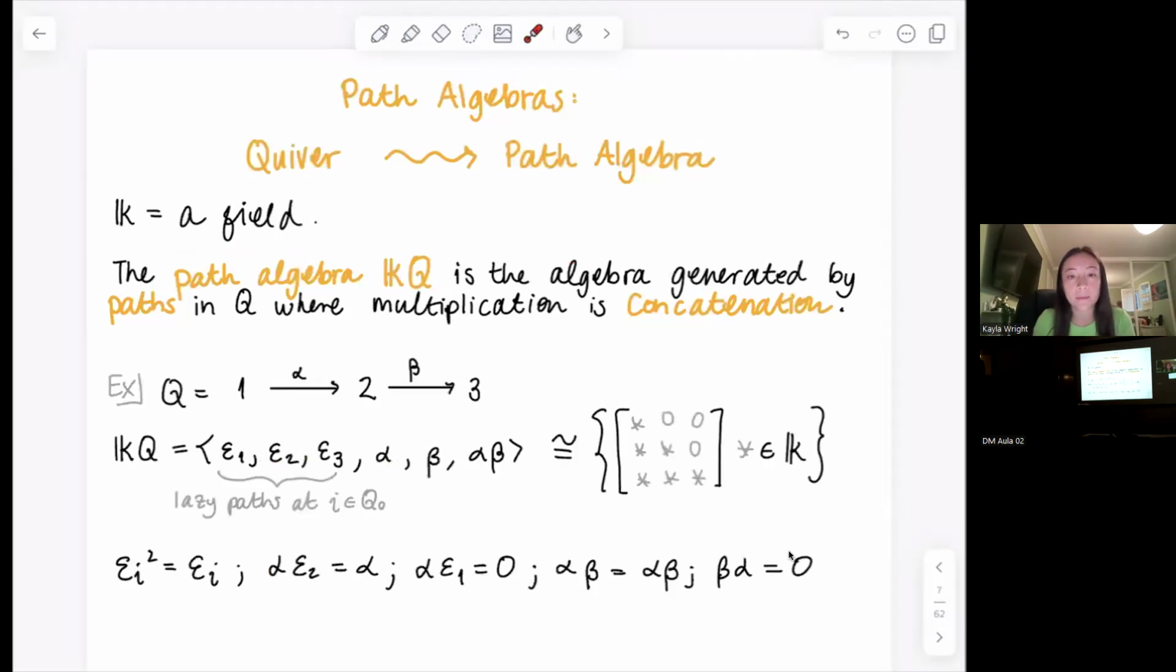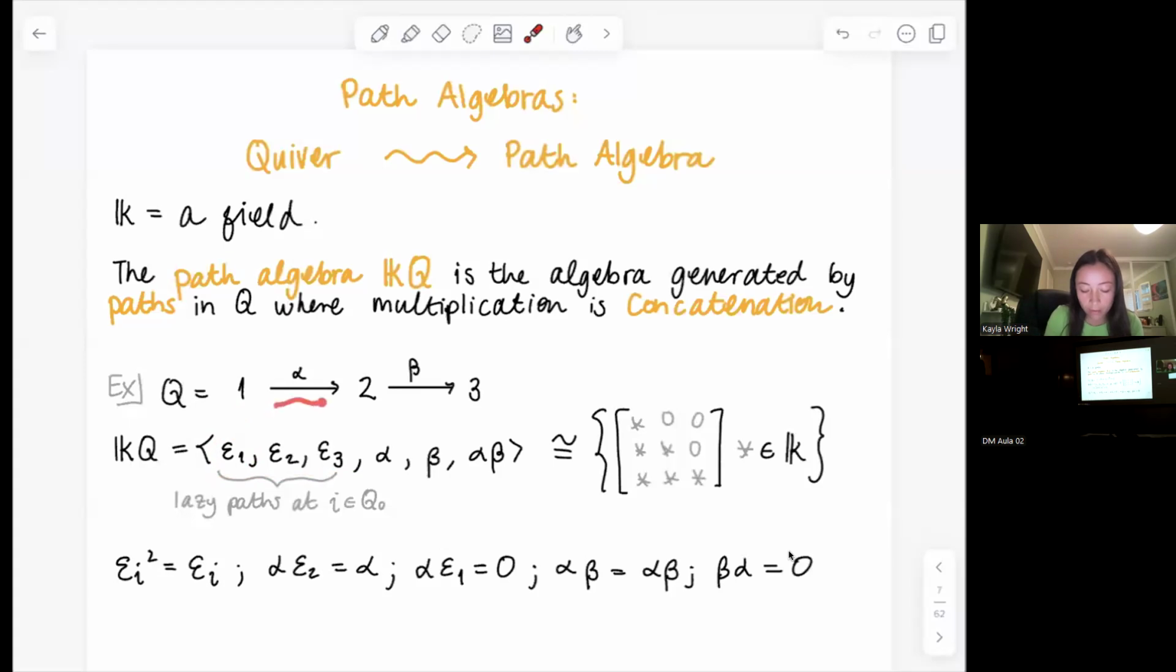So if we take our example from the previous slide, we have the quiver on 3 vertices here. Then the path algebra associated to the quiver is going to be generated by these lazy paths that I'm going to denote epsilon i. And you can think, for example, epsilon 1 is just the path in the graph Q where I'm just staying at the vertex 1. So for each vertex in the quiver, you're going to have one of these basis elements for your algebra. And then we just see what paths we can take following the orientation of the quiver.